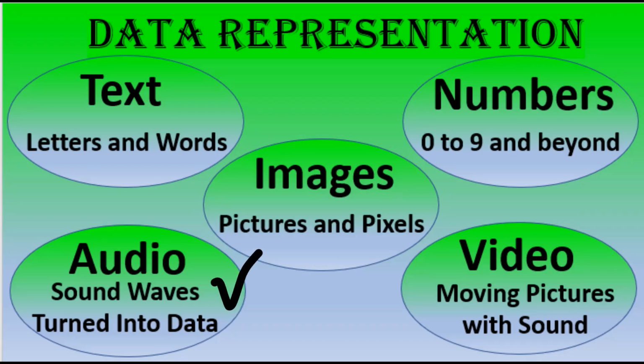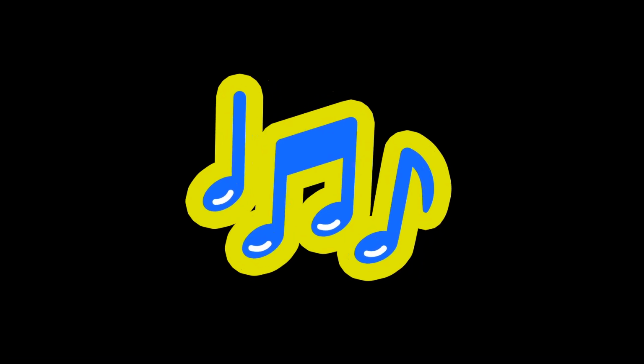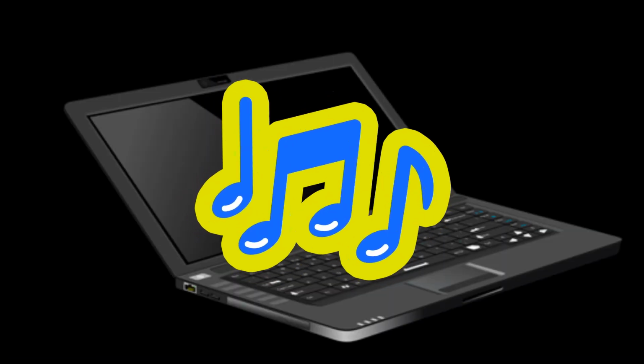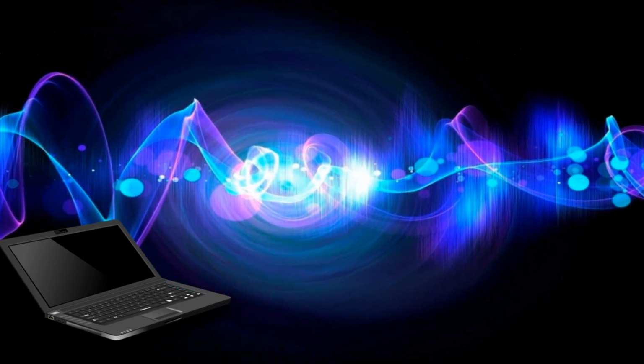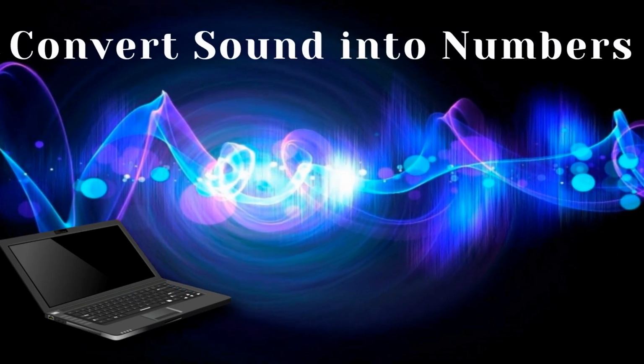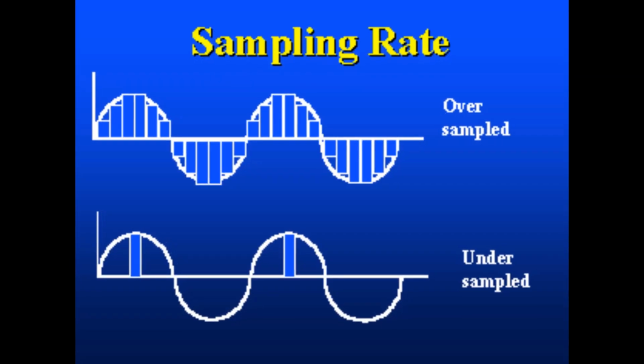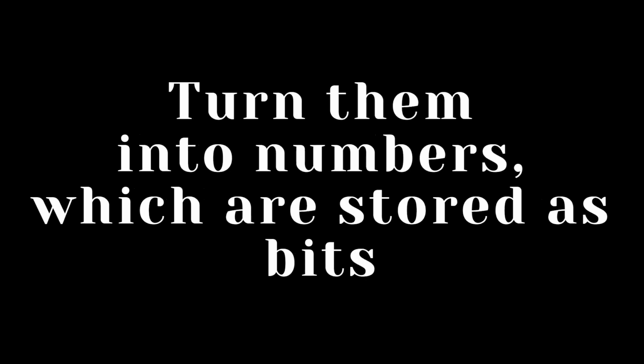Audio, sound waves turned into data. Think about your favorite song. How does a computer store it? Audio is recorded as waves, but since computers can't understand waves, they convert sound into numbers. They take tiny snapshots of the sound, called sampling, and turn them into numbers, which are stored as bits. Audio is continuous, not broken up like letters or numbers. The more bits per second, the clearer the sound.